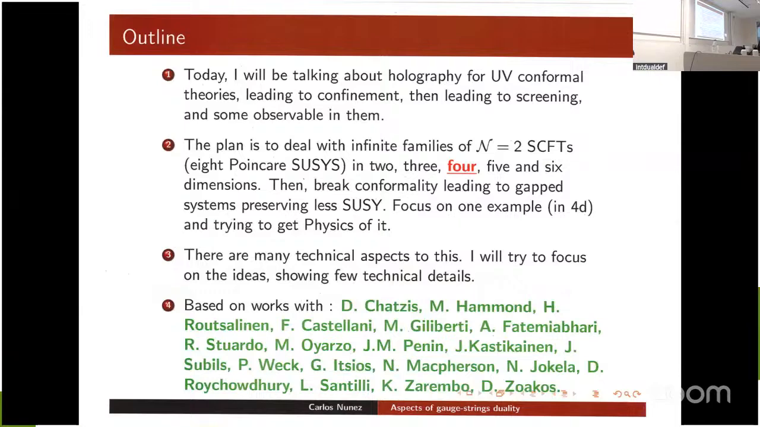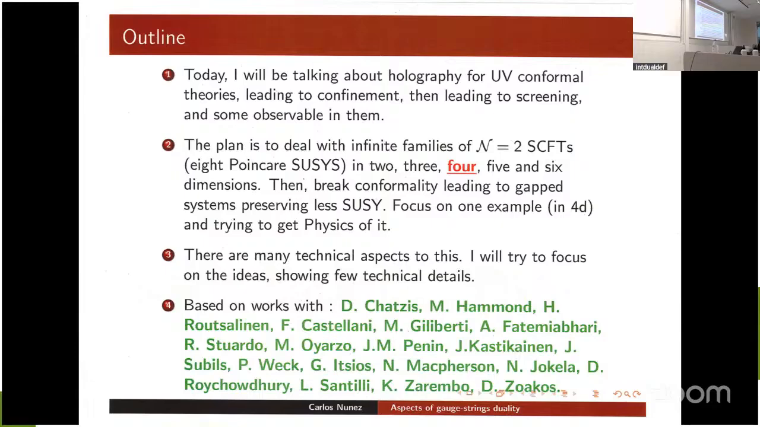Yes. All right. So the title of the talk indicates a talk on AdS/CFT. Today I will be talking about how to use holography to discuss certain field theories that start being conformal, go into a confining regime, and then lead into some screening regime, to deal with an infinite family of N=2 conformal theories.